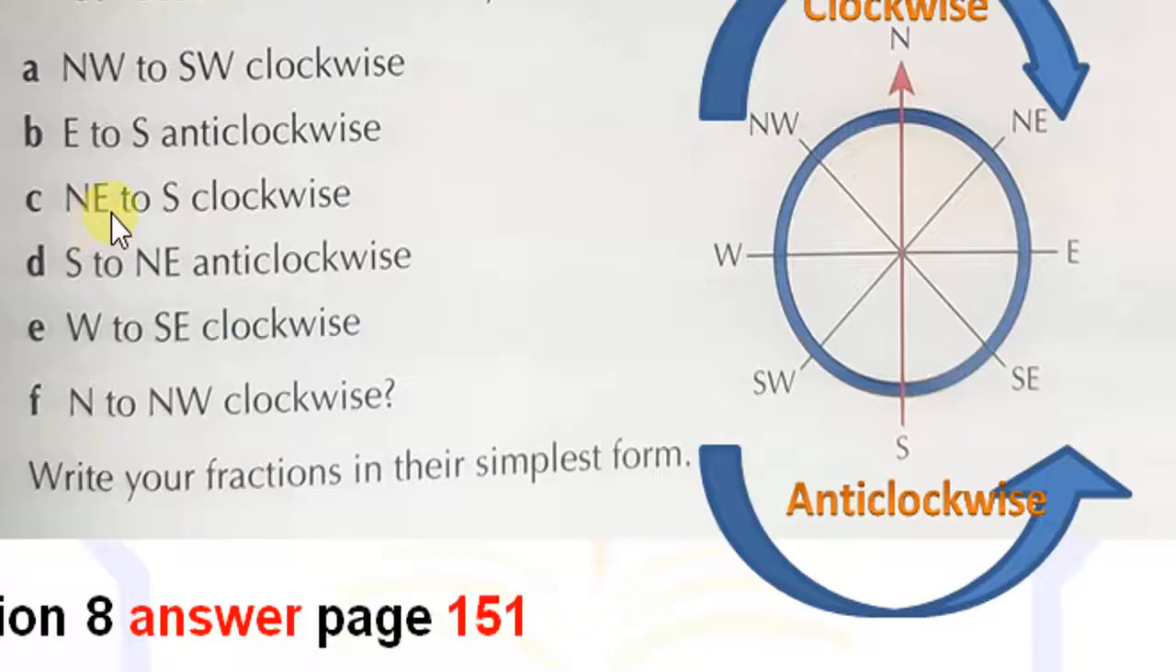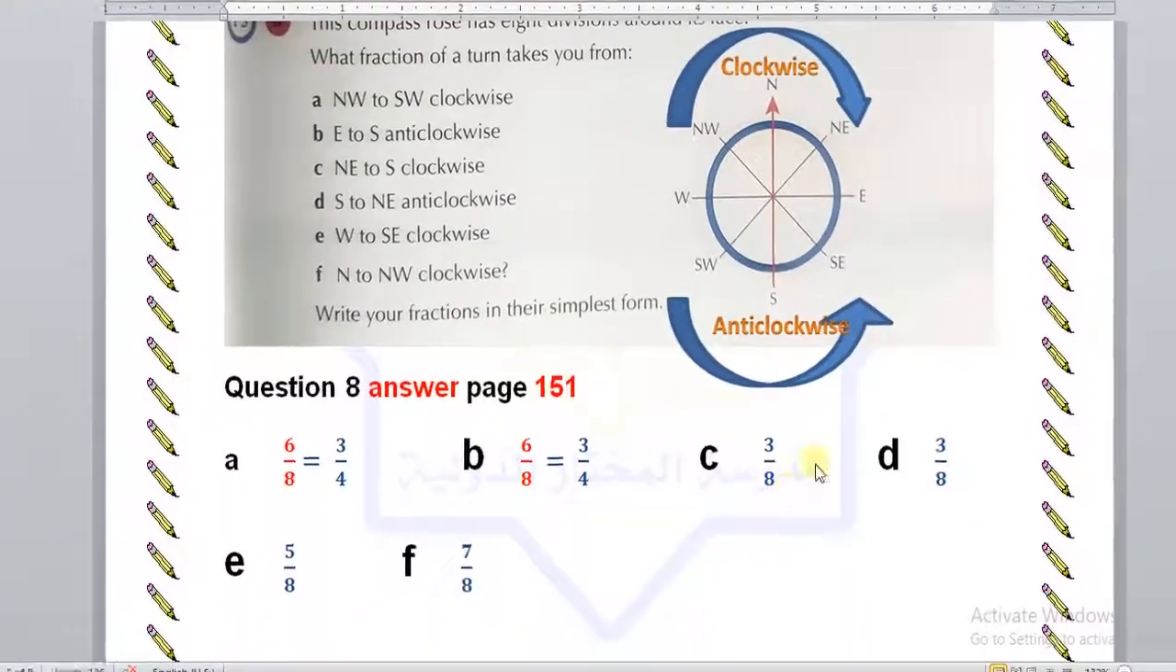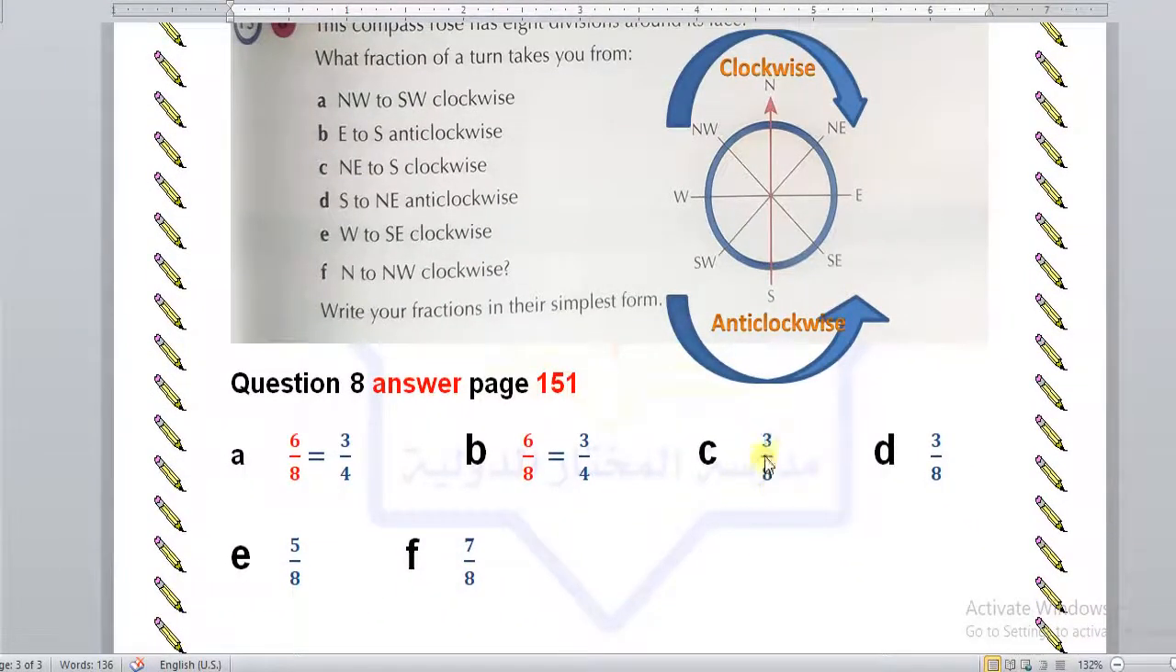For C, in E to S clockwise, NE is here, and we go all the way to S. So we have 1, 2, 3, 3 over 8. It's not divisible, so we cannot divide it. This is the simplest form. For D, you go with 3 over 8 the same. S to NE, so S 1 2 3 anti-clockwise.